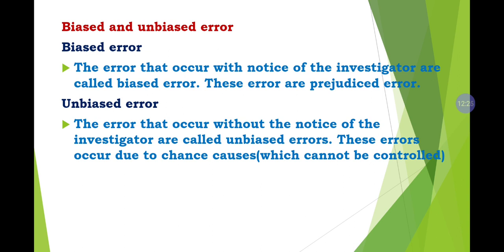The people who go for the analysis, for data and collection, may manipulate or give some other information. Without the knowledge of the investigator, those errors are called unbiased. These errors occur due to chance causes. They cannot be controlled, whereas biased error can be controlled and unbiased error cannot be controlled.